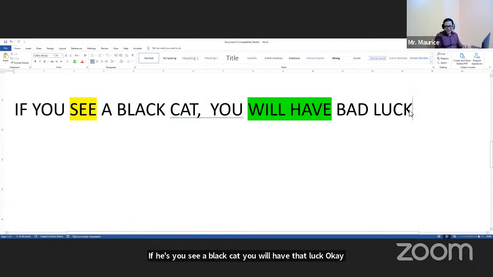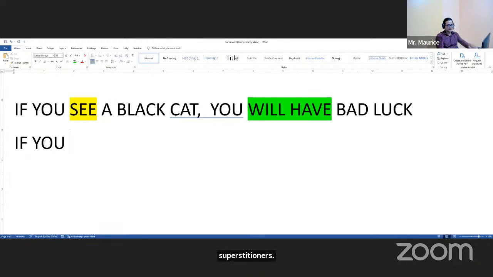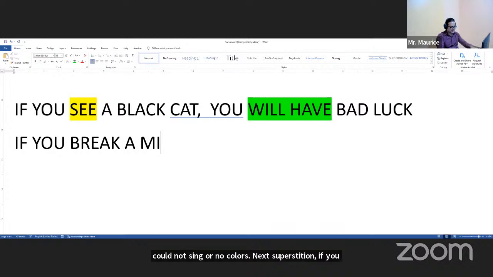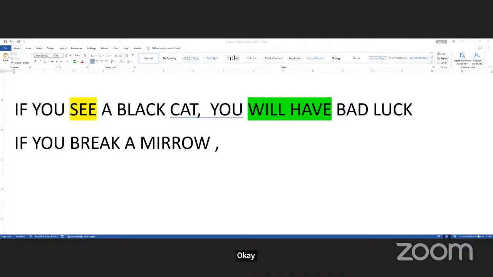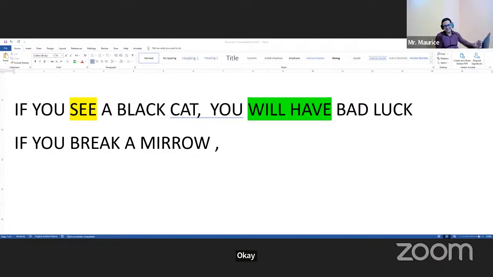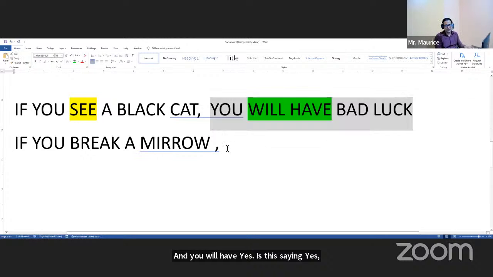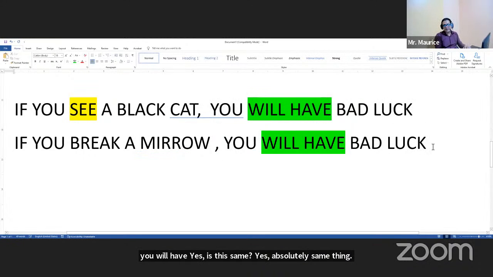Ok, vamos a ver qué tal están ustedes de supersticiones, si conocen o no conocen. Next superstition. If you... can anybody help me? What is the consequences? You will have bad luck también. Yes, it's the same. Yes, absolutely. Same thing. You're completely right. Yeah, you will have bad luck.